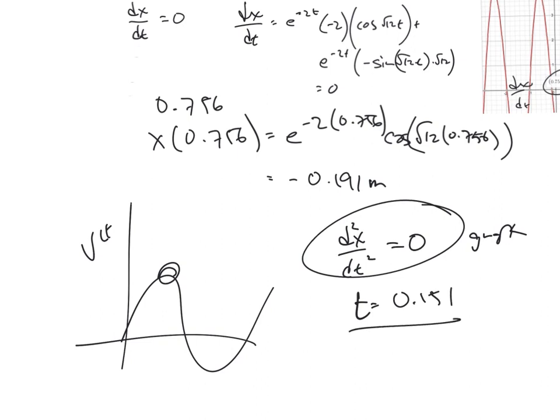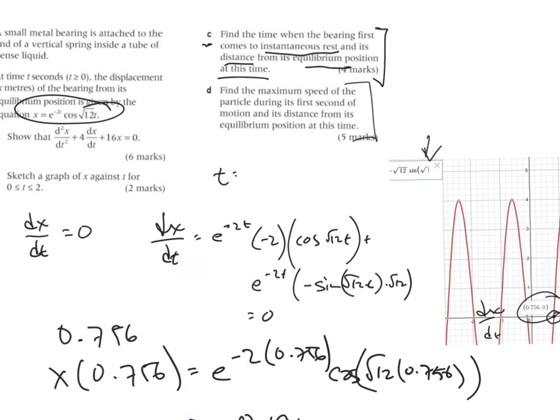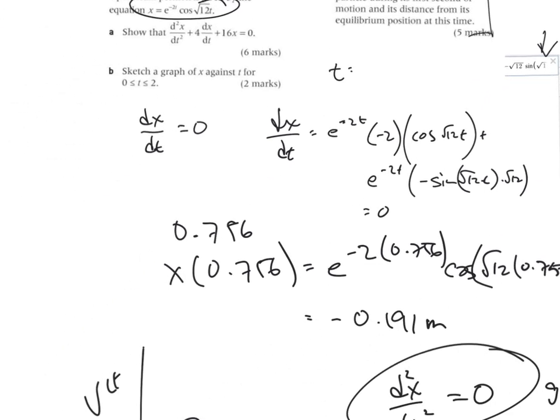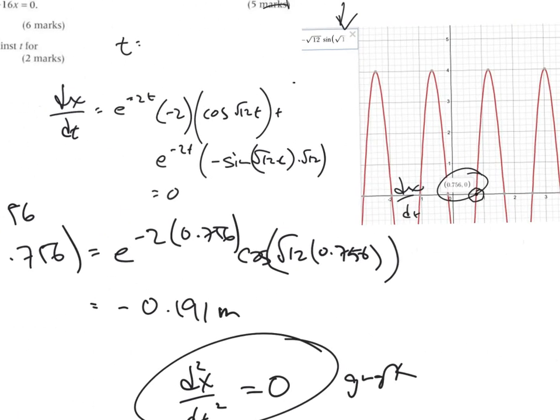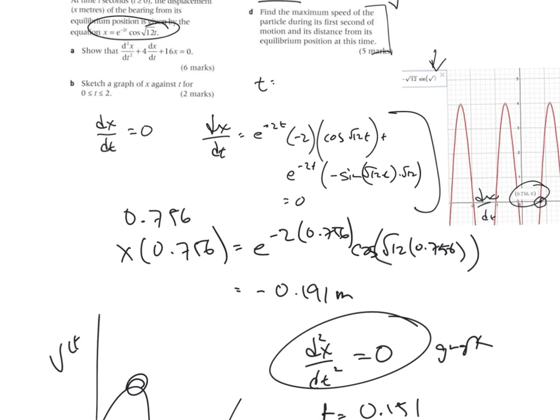Once you have that, again, for the maximum speed, you plug it into the first derivative. And then if you want to find the distance, you plug it into the x value. Hopefully that helps.